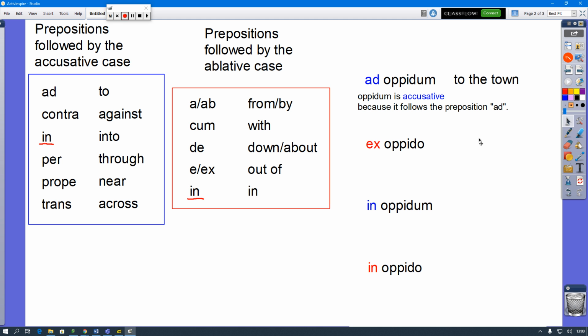When I see ex oppido, it means out of the town. And I can say that oppido is ablative because it follows the preposition ex.